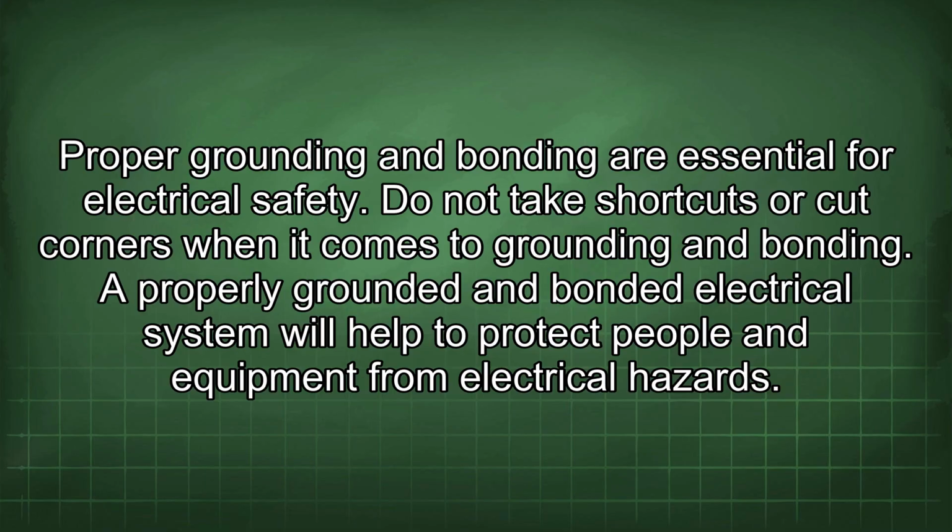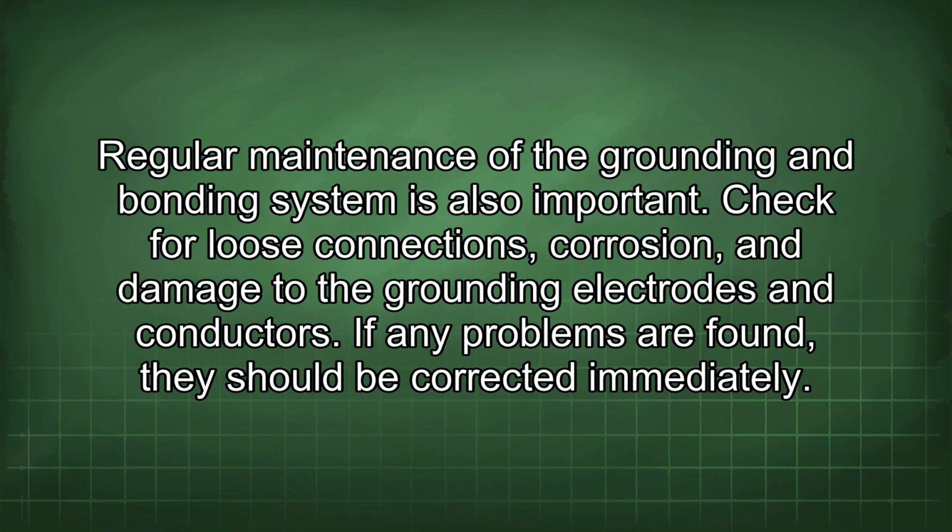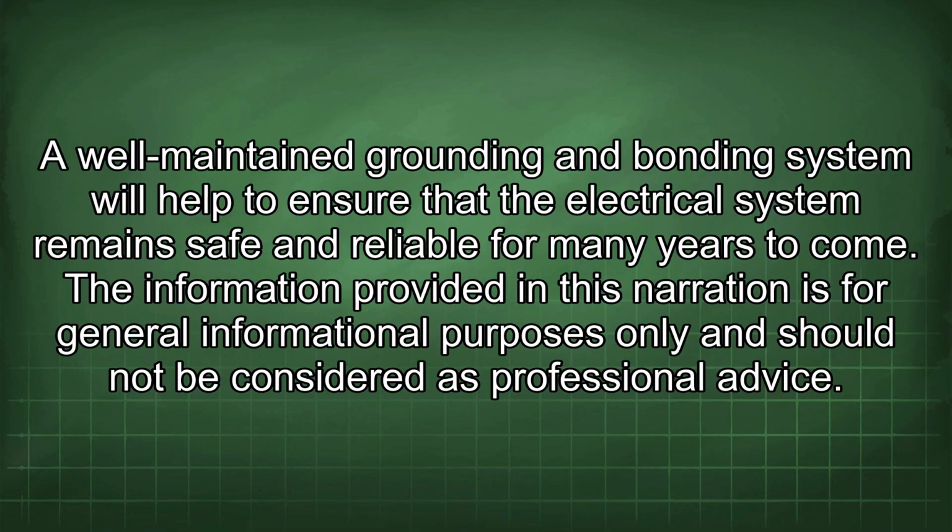A properly grounded and bonded electrical system will help to protect people and equipment from electrical hazards. Regular maintenance of the grounding and bonding system is also important. Check for loose connections, corrosion, and damage to the grounding electrodes and conductors. If any problems are found, they should be corrected immediately. A well-maintained grounding and bonding system will help to ensure that the electrical system remains safe and reliable for many years to come.